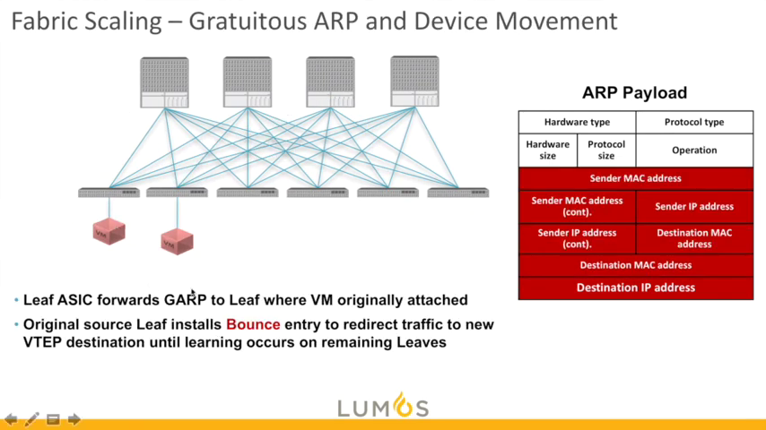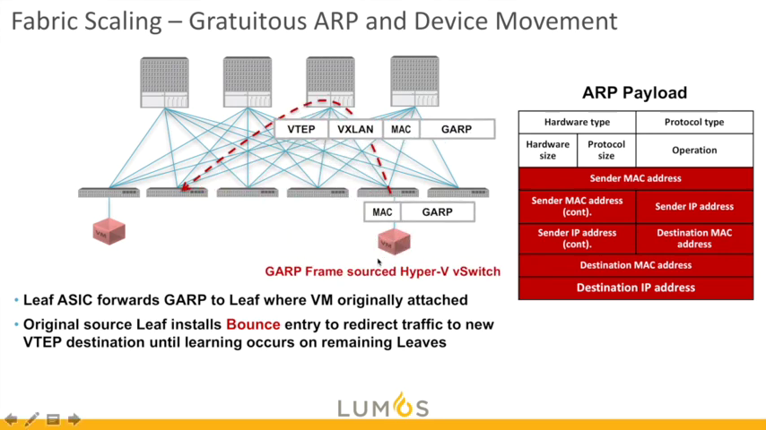The Leaf ASICs can forward GARP to the Leaf where the VM was originally attached. So when we do a vMotion, very common, when we get a GARP or RARP from that VM, the Leaf will then, on behalf of the fabric, install a bounce entry into the TCAM, so that traffic that is still destined for the old location is handled. So when we do this vMotion, the fabric's going to be in an inconsistent state for a small amount of time for forwarding traffic for that MAC address or IP address.